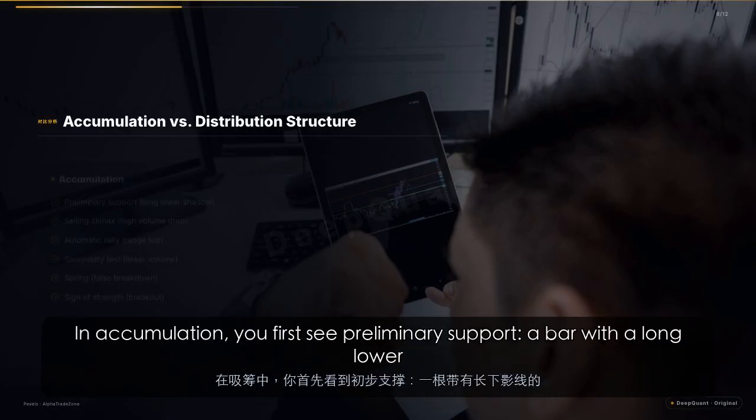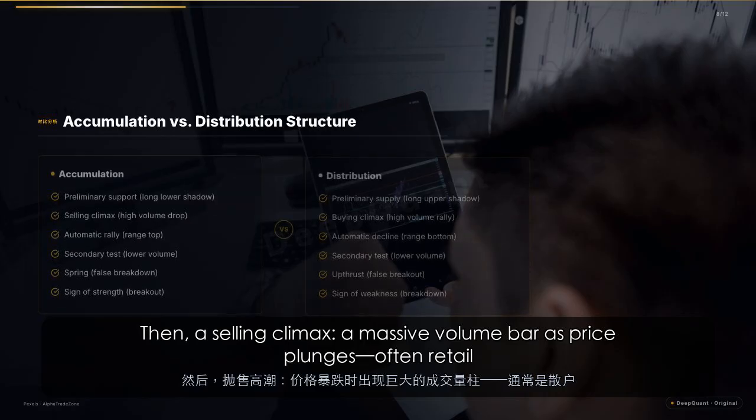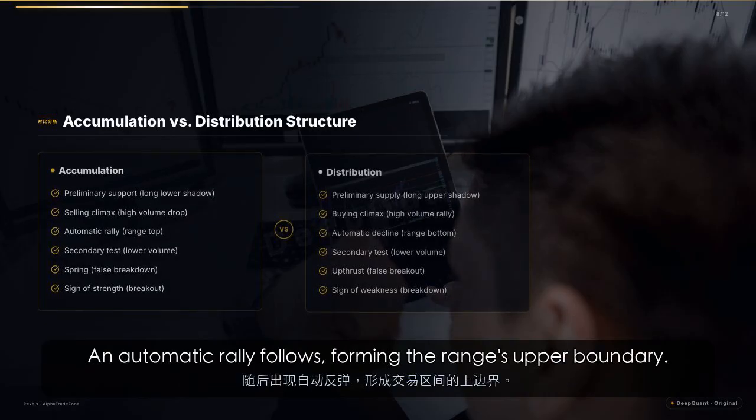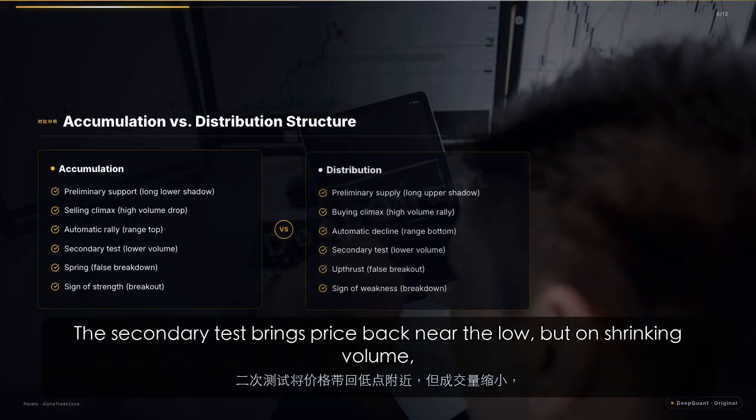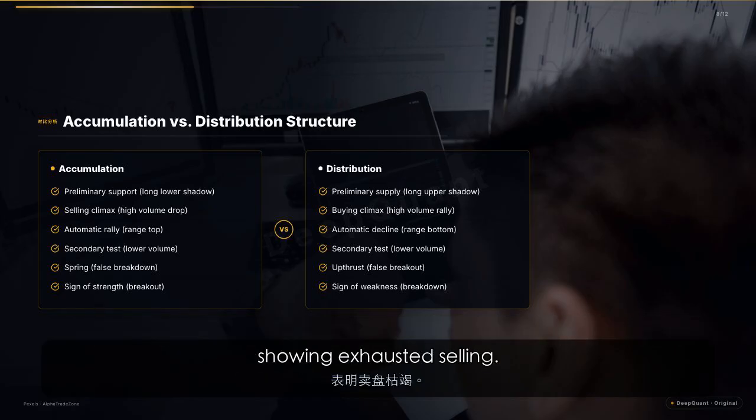In accumulation, you first see preliminary support, a bar with a long lower shadow, indicating buying. Then, a selling climax, a massive volume bar as price plunges, often retail panic. An automatic rally follows, forming the range's upper boundary. The secondary test brings price back near the low, but on shrinking volume, showing exhausted selling.